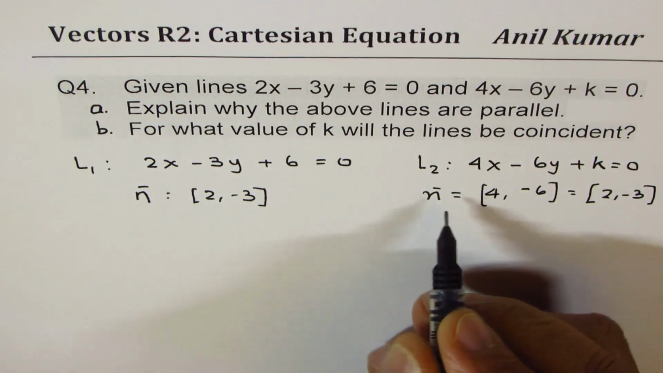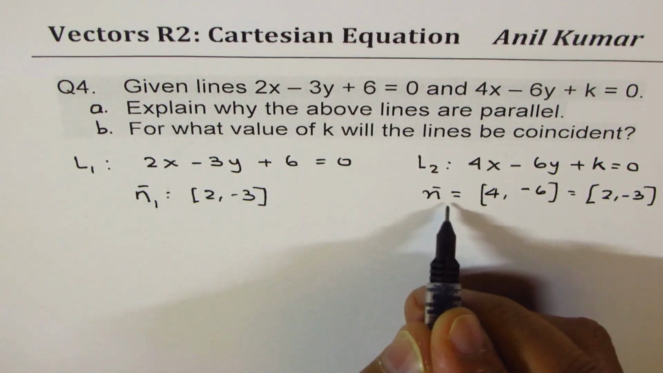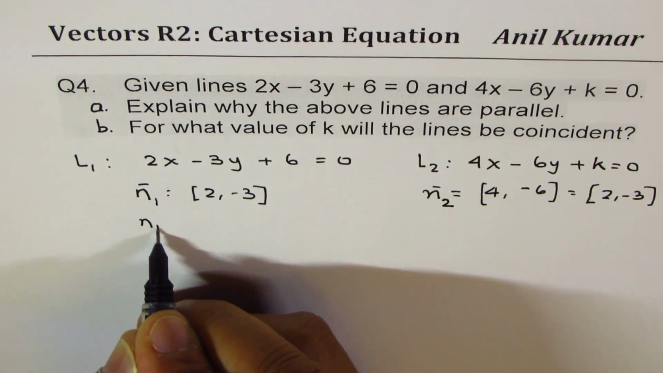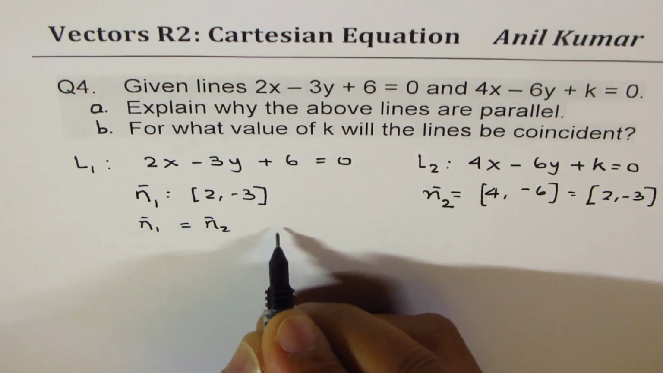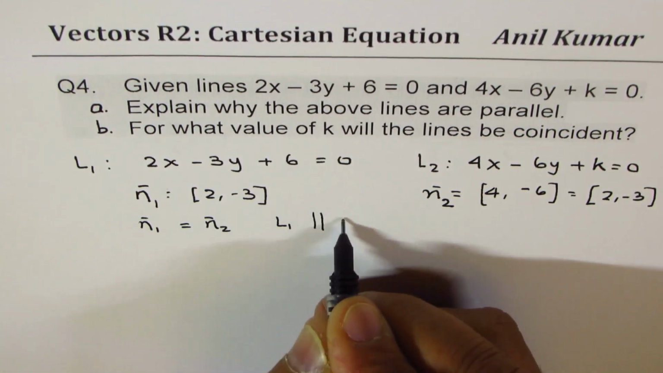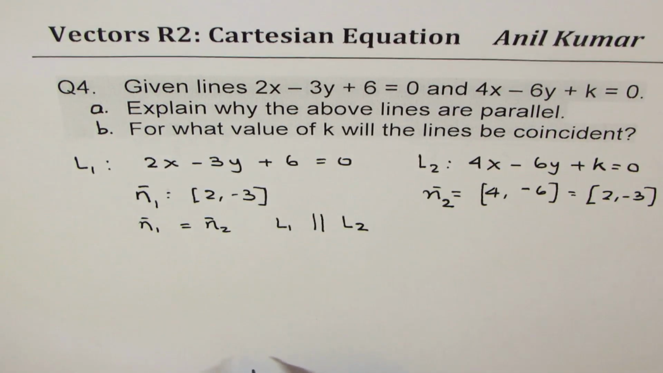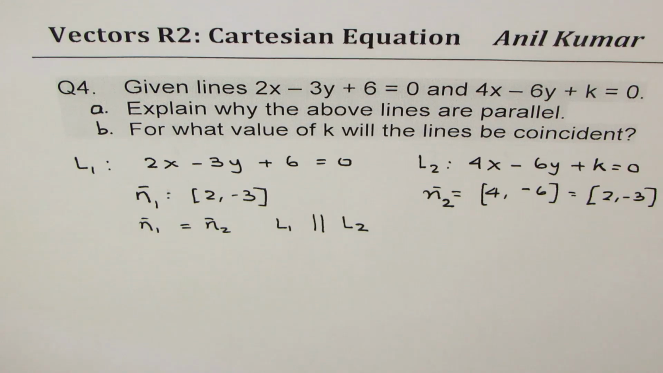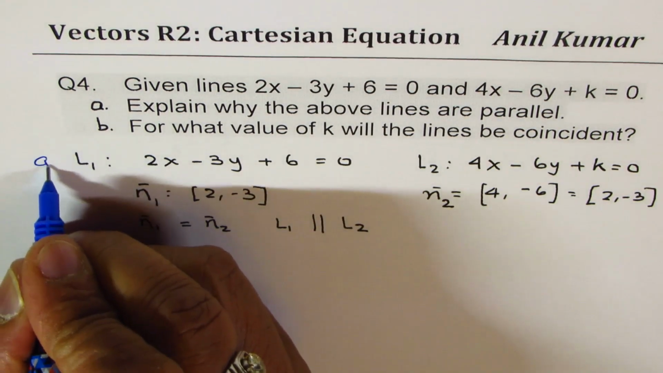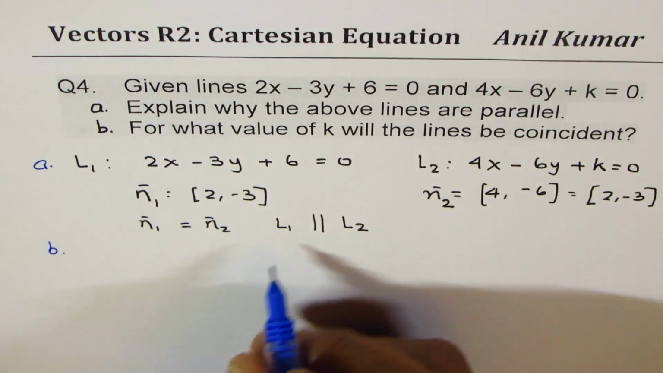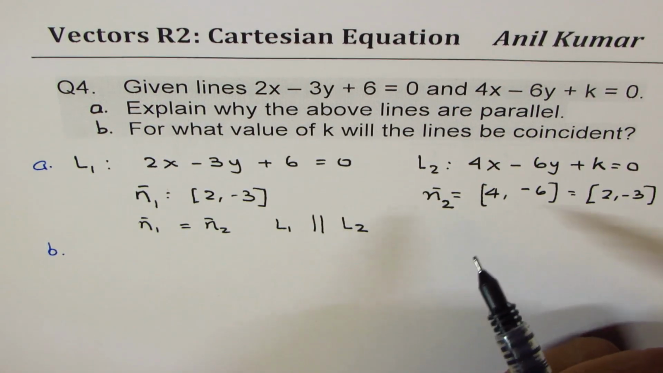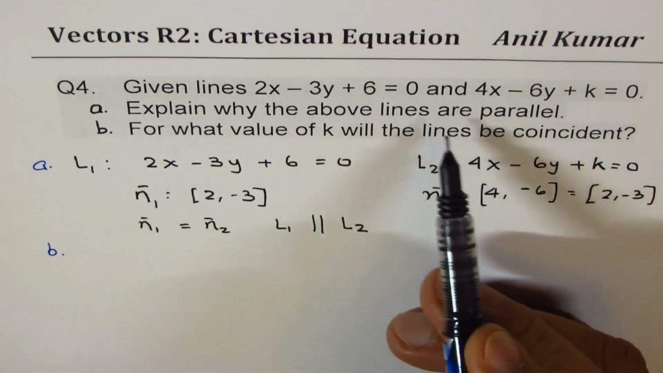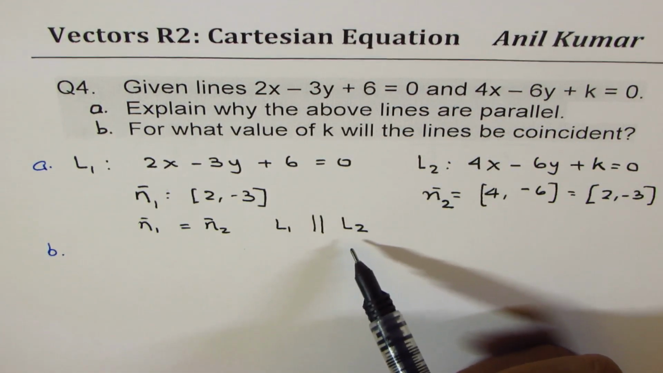So both normal vectors are the same. Let me call them n1 and n2. So since n1 is equal to n2, we can say line L1 is parallel to line L2. Does that make sense to you? Right? So that's part A of our solution. And in part B, parallel means they could be coincident also, right? Strictly speaking, coincident will have all points common. Parallel, no points common, correct?